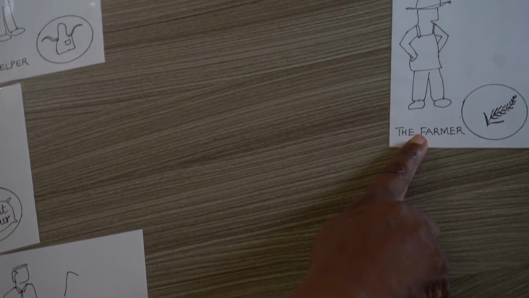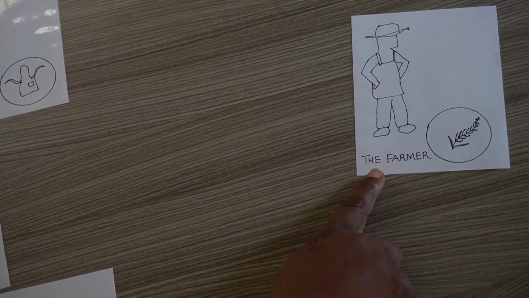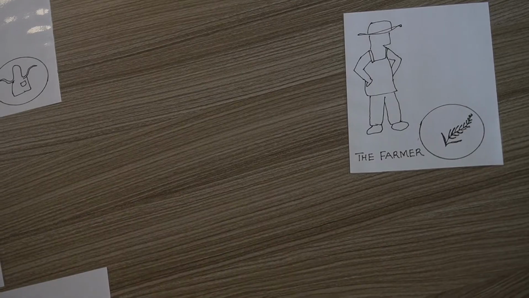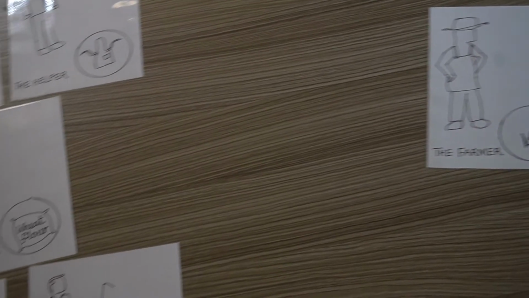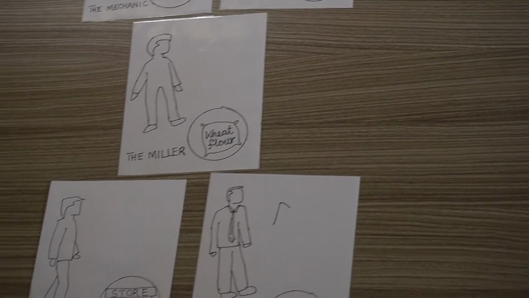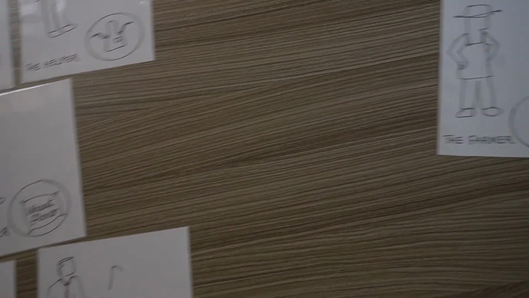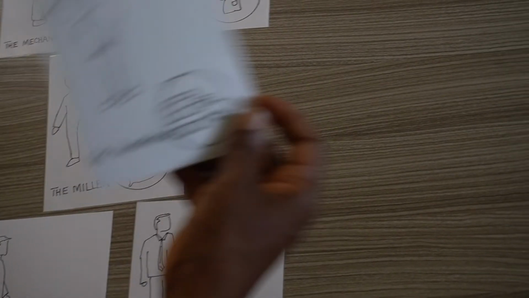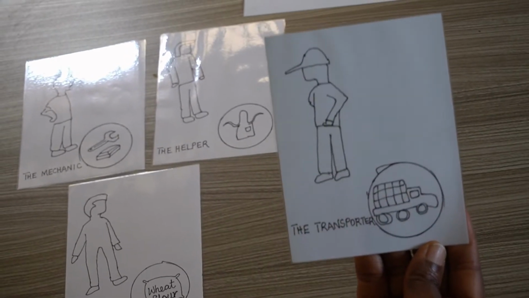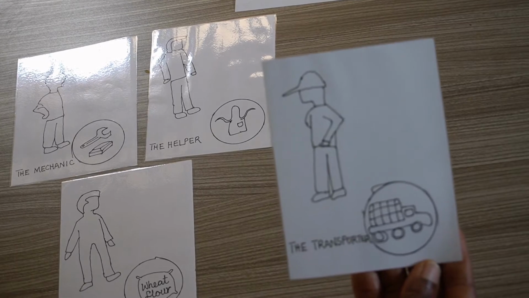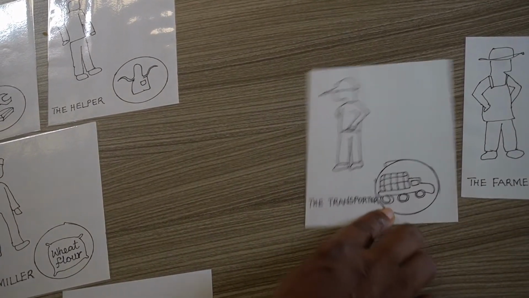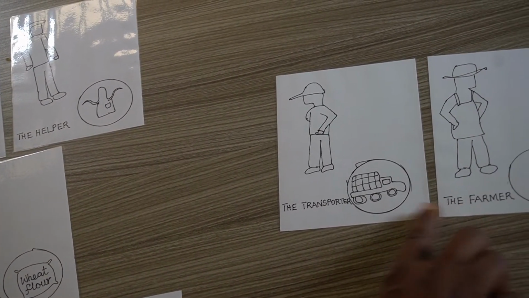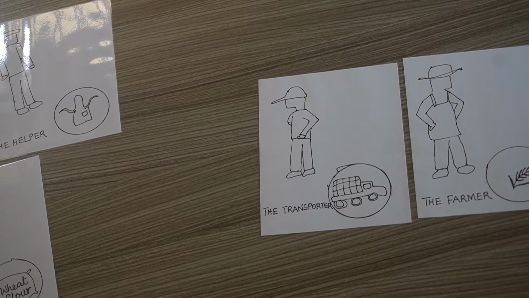The farmer has to get the wheat to the miller. So he needs a transporter to take it from the farm to the miller. And this is a transporter that does that, taking the wheat from the farm to the miller.